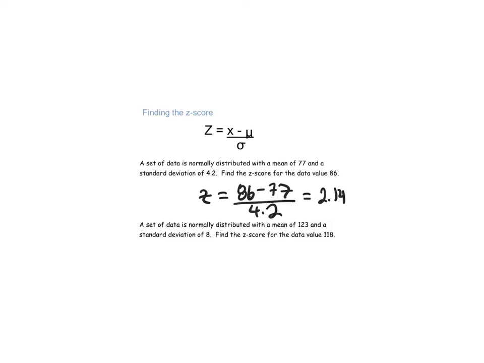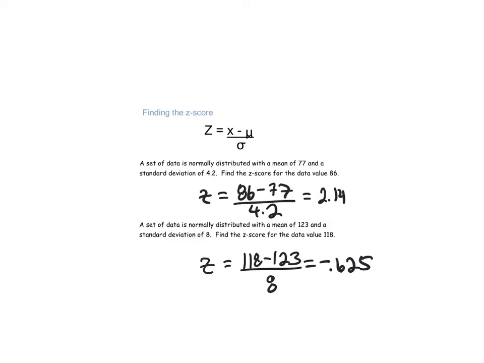Now a set of data that is normally distributed with a mean of 123, standard deviation of 8. Find the Z-score for the data value of 118. I want you to try this, stop the video, and then check. So I have a Z-score of -0.625.